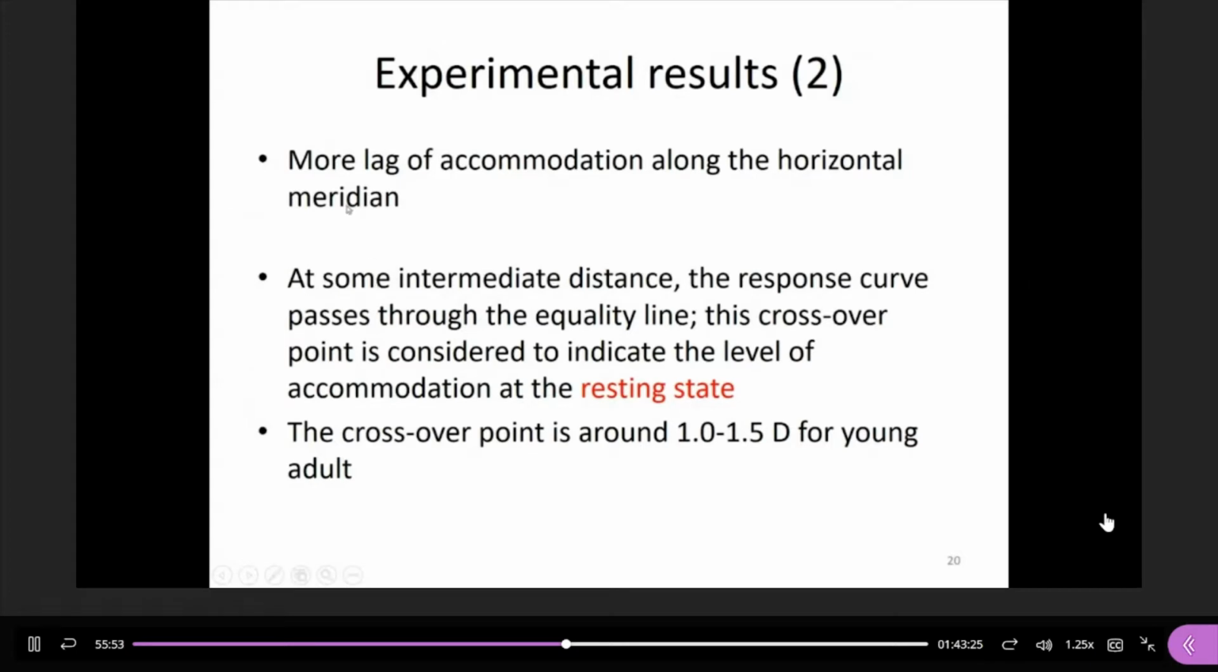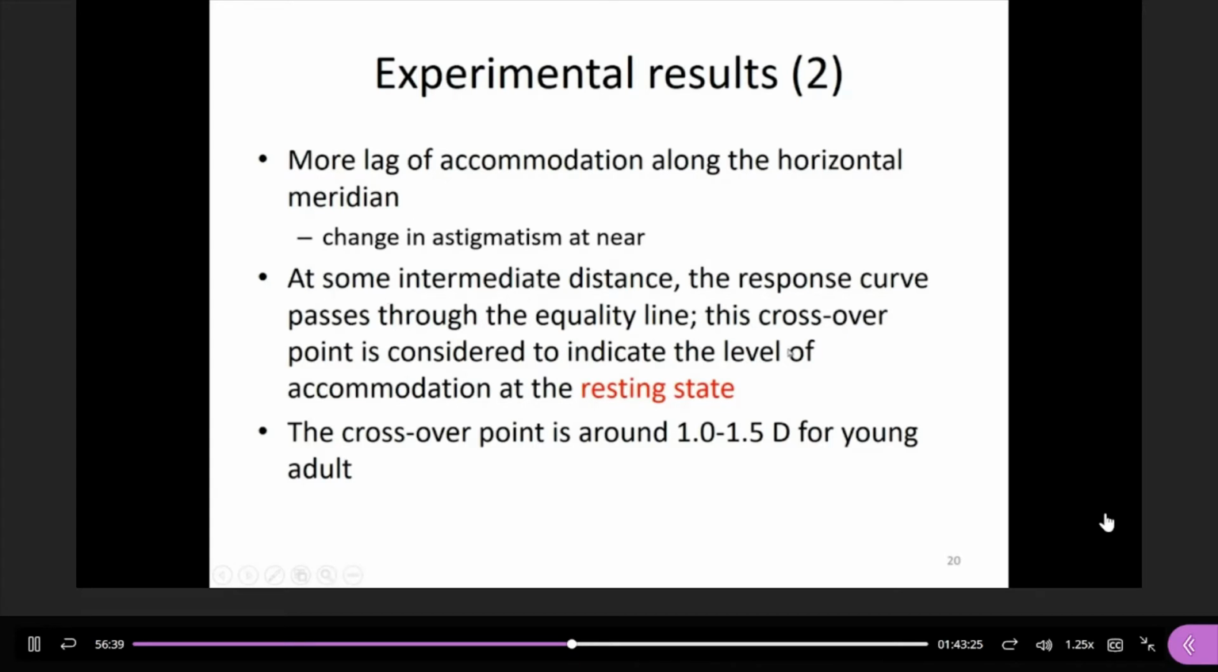In some subjects, we also find that the accommodation lag may be more along a certain meridian. For example, in this case, based on one study, the accommodation lag seems to be higher along the horizontal meridian. You might expect that if you have more lag along one meridian over the other principal meridian, then this will cause a change in the astigmatism at near as compared to distant. When you change your focus from distant to near or from near to distant, it will induce a change in the astigmatism if you have more lag along one meridian over the other.